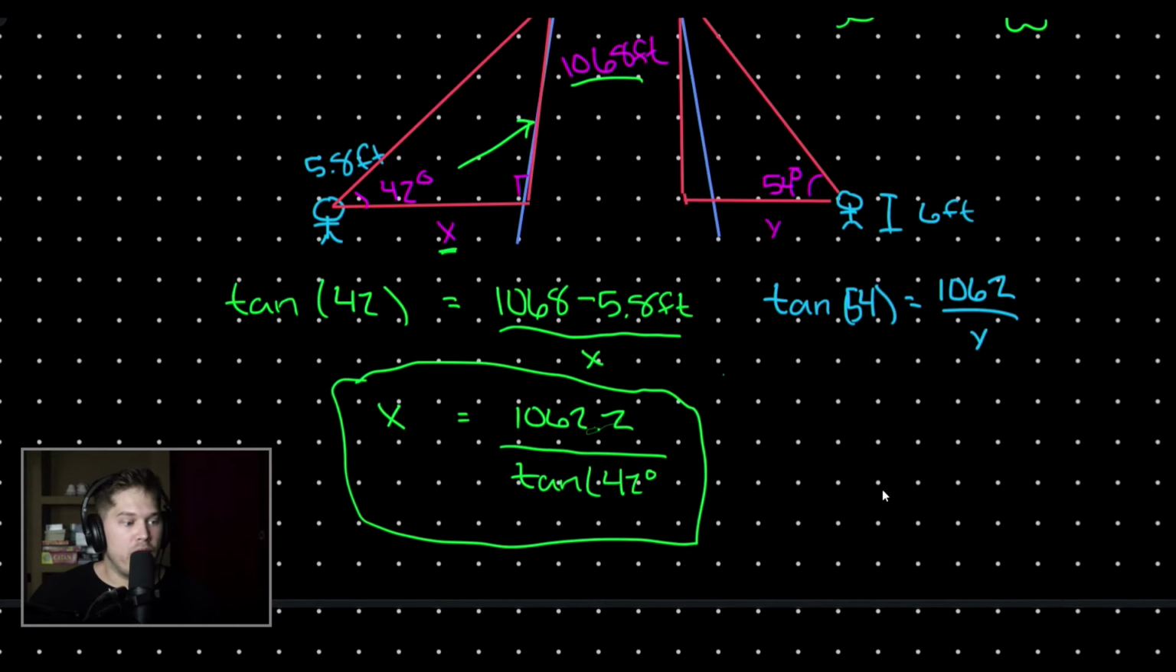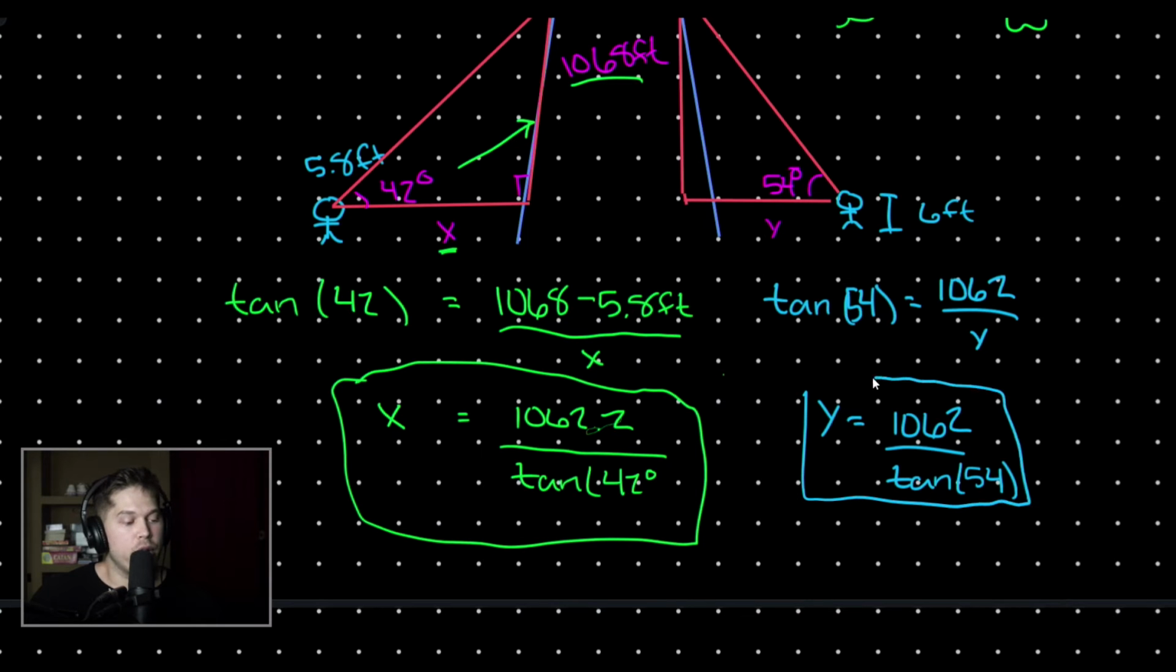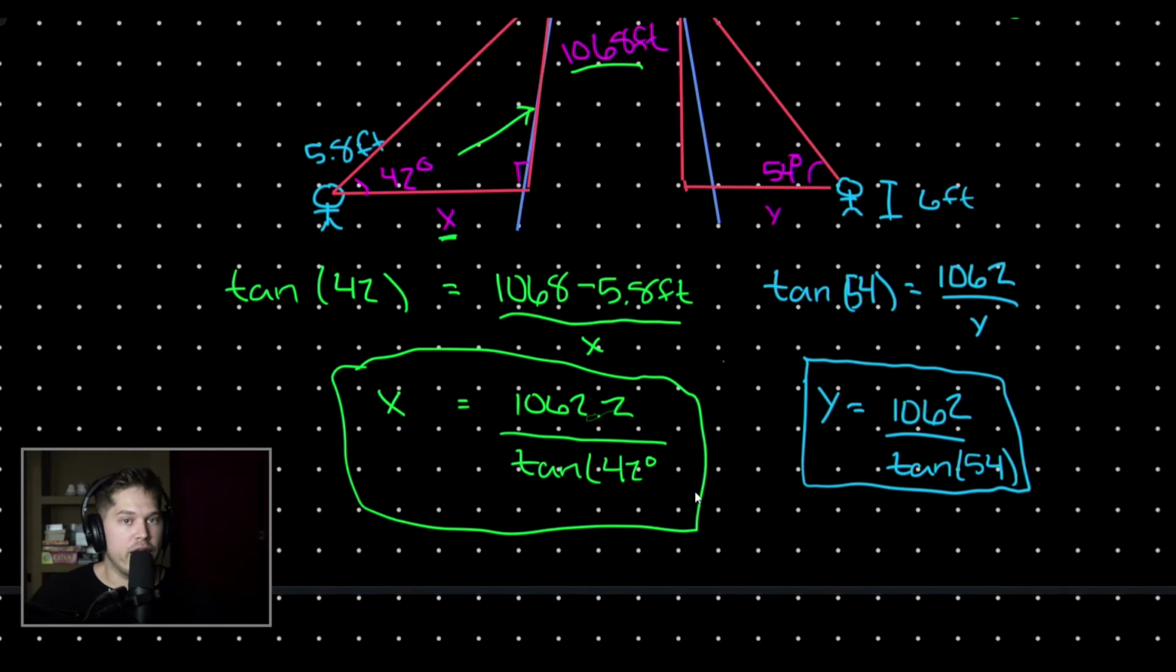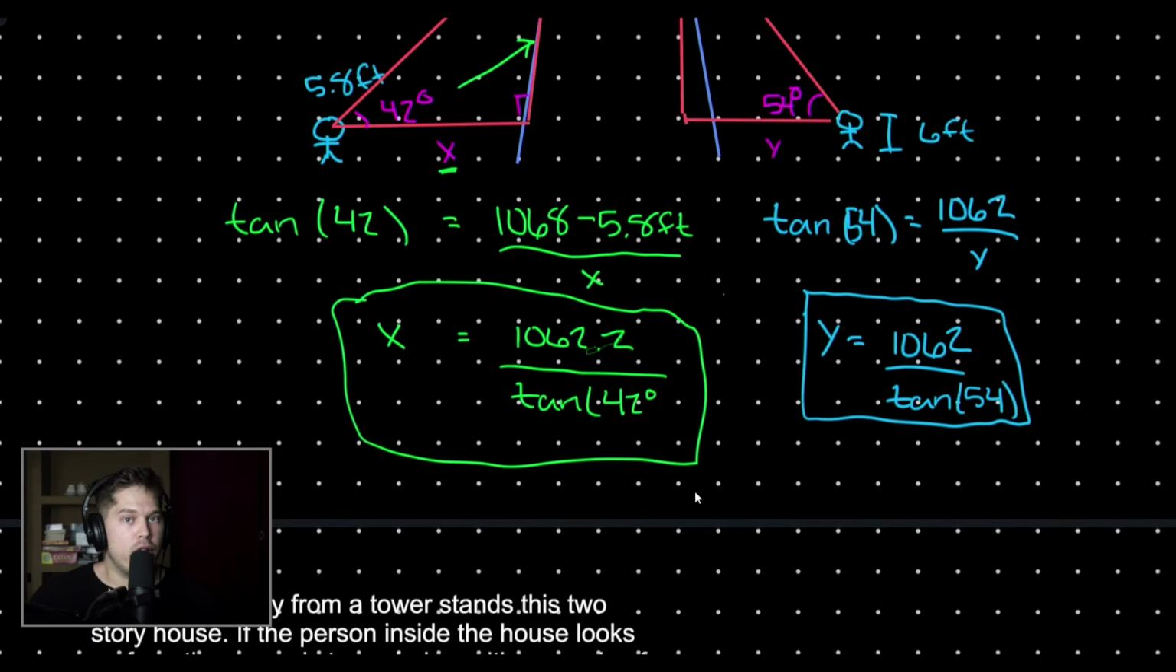Then we can solve for y the same way we solved for x: multiply both sides by y, then divide by the tangent of 54 to get that y is equal to 1062 divided by tangent of 54 degrees. Now that we have the distance Sean is away from the tower and the distance Griffin is away from the tower, we can combine the two to find the total distance the boys are from one another.